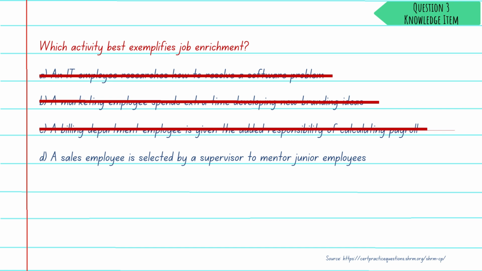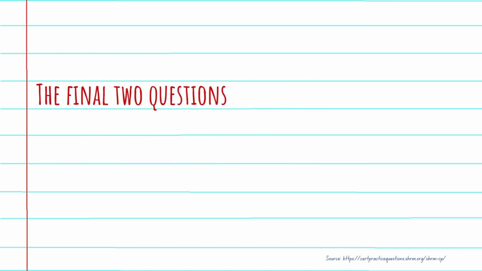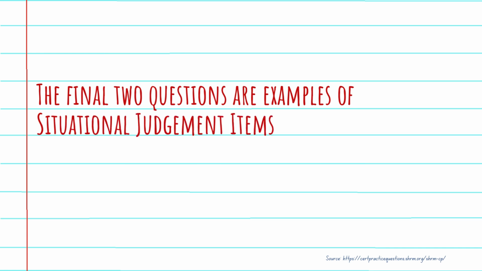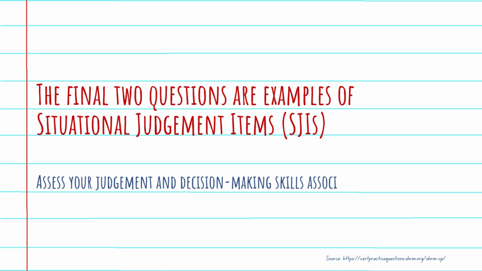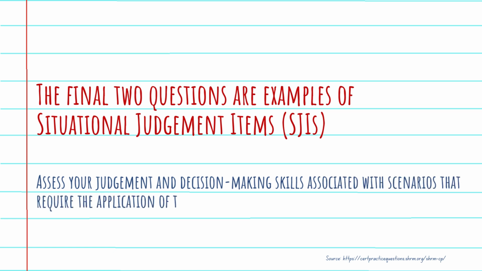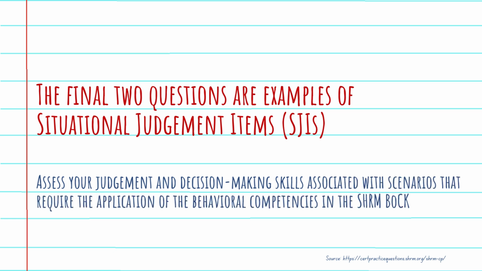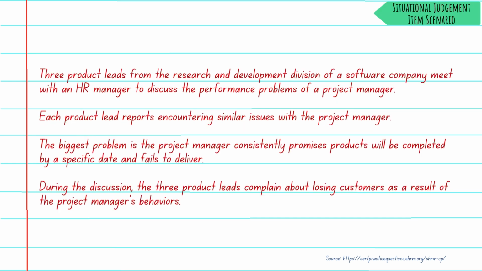A sales employee is selected by a supervisor to mentor junior employees. The next few questions are examples of situational judgment items, which assess judgment and decision-making skills associated with scenarios that require the application of the behavioral competencies. The situation is as follows.